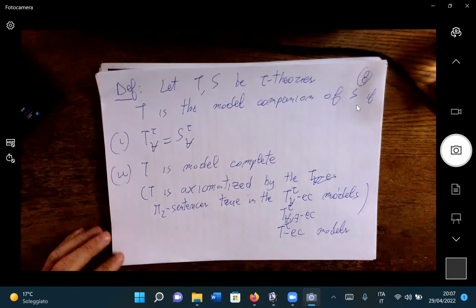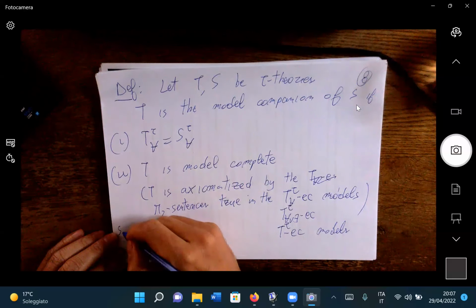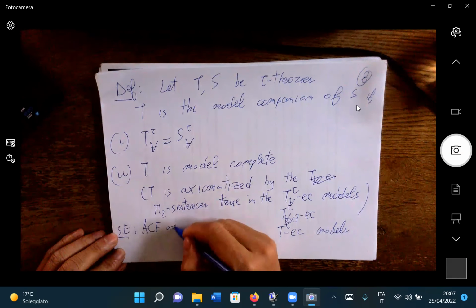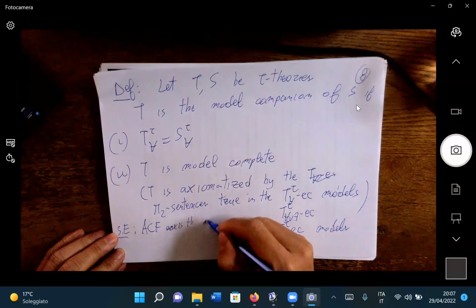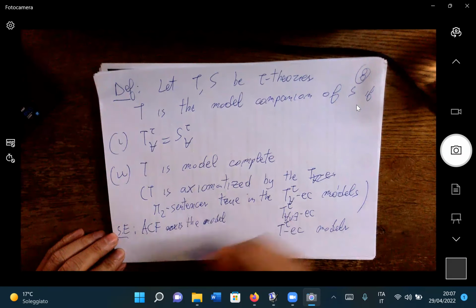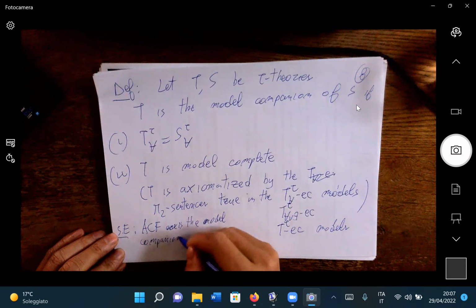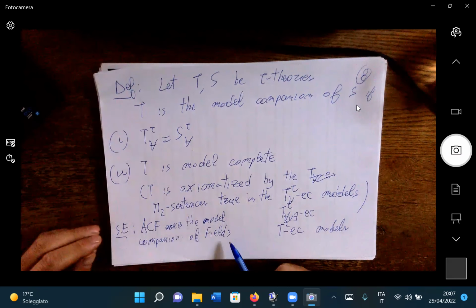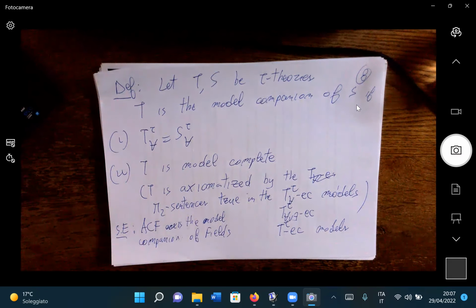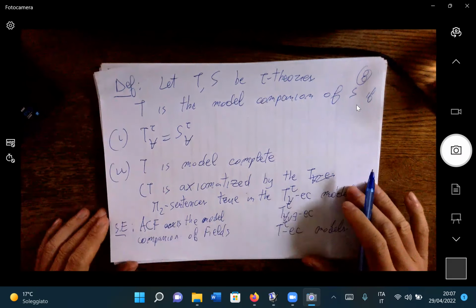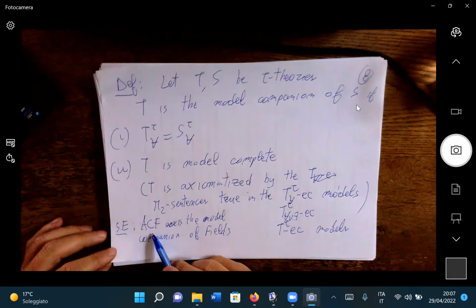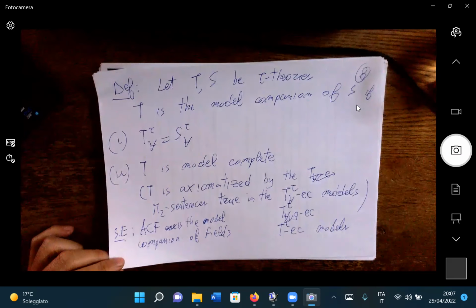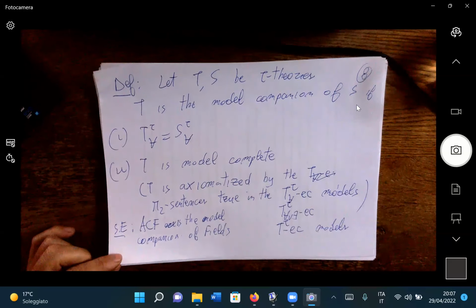So this is the notion of model companionship, and a standard example: algebraically closed fields are the model companion of fields. They satisfy exactly the same universal sentences. They do not satisfy the same existential sentences. So the square root of -1 is a witness of an existential sentence which is true in an algebraically closed field, but not in the rationals, which is a field. Okay.